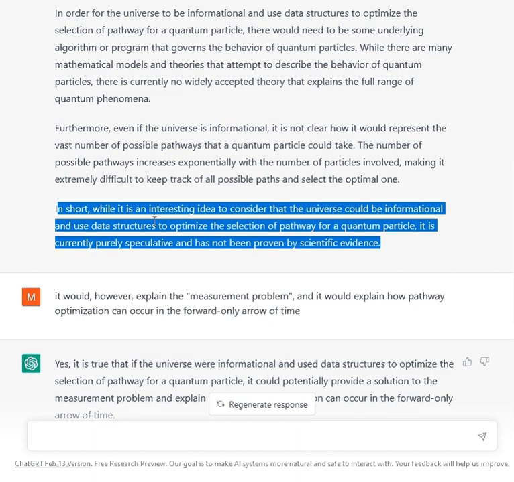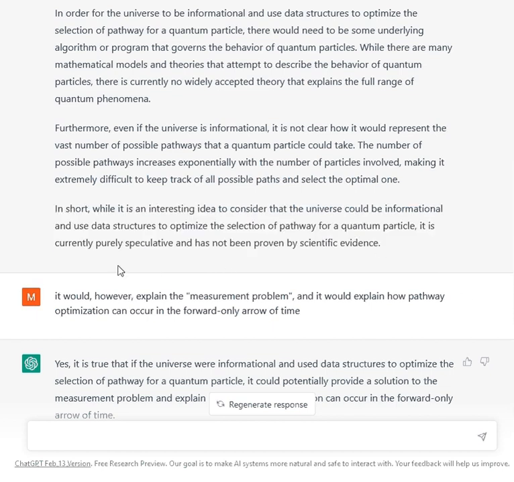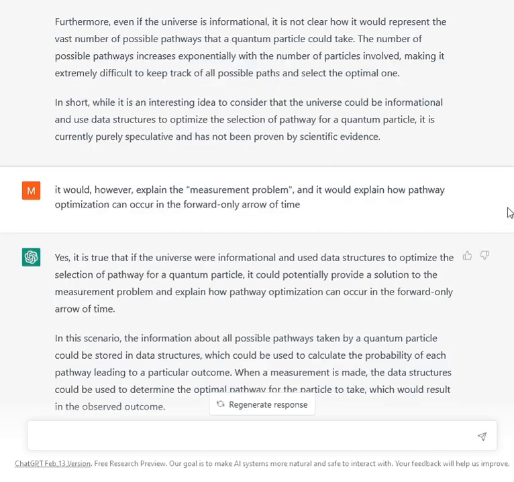In short, while it is an interesting idea to consider that the universe could be informational and use data structures to optimize the selection of pathway for a quantum particle, it is currently purely speculative and has not been proven by scientific evidence.